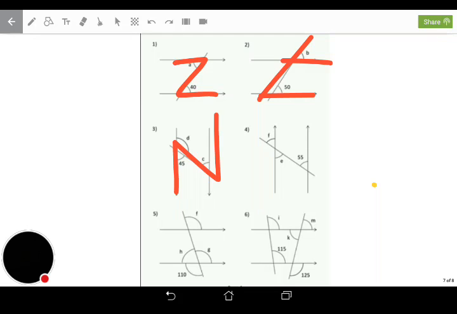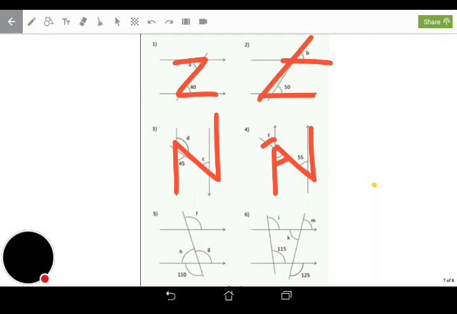With question 4, have a look at this. So E would be 55 degrees because it is alternate angles, and F would also be 55 degrees because the angles are vertically opposite each other. So you can see that angle F and angle E are actually opposite each other. Question 5, G would be 110 degrees, and it would be because it's vertically opposite the 110 degrees.